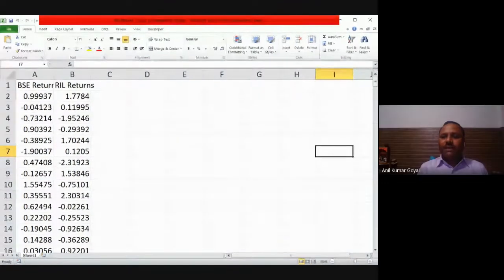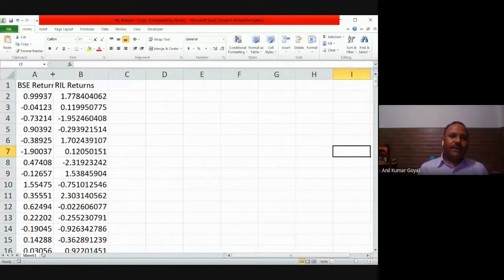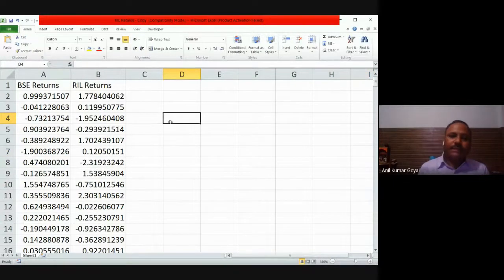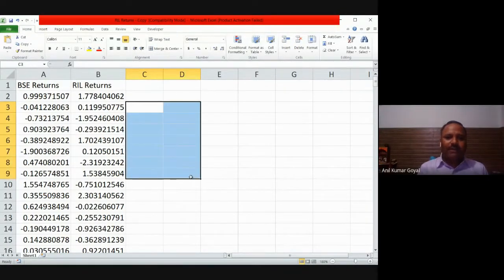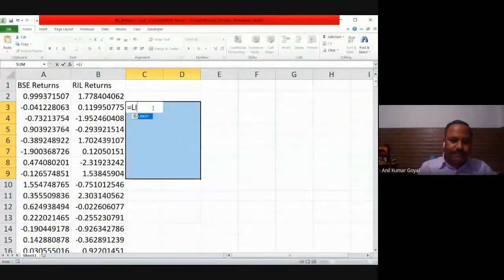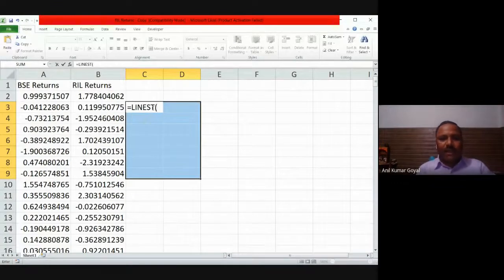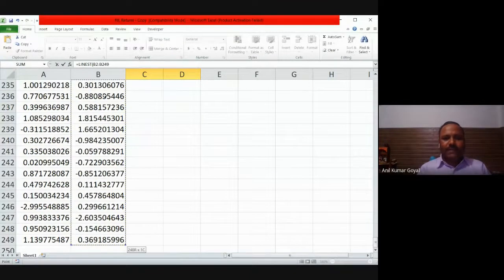Okay, so we have three methods to estimate our parameters. One is the inbuilt function. What is the inbuilt function? I am writing the inbuilt function LINEST. Then known Y's. If I have BSE returns and RIL returns, which one will be Y and which one will be X? This will be based on our literature. I can take anybody as X, anybody as Y, but generally I take RIL return as my Y, meaning the dependent variable. I have selected them.